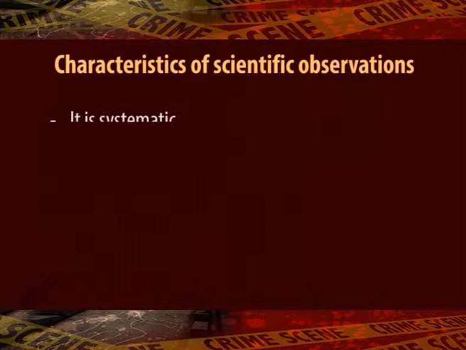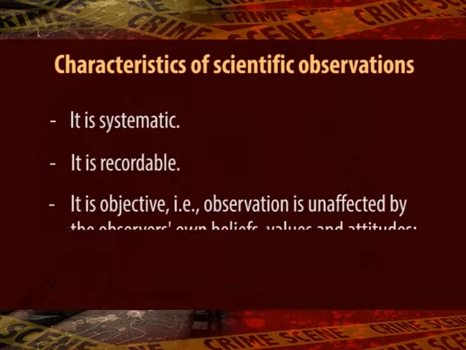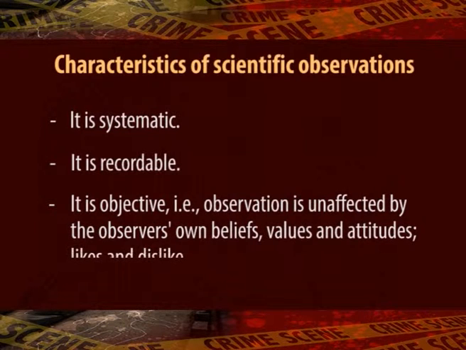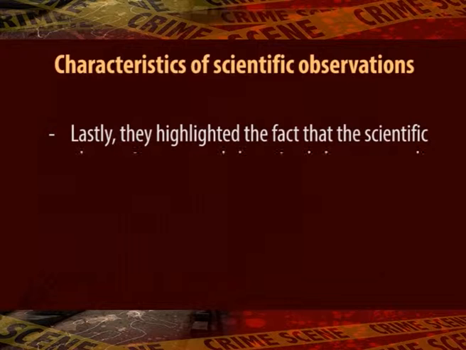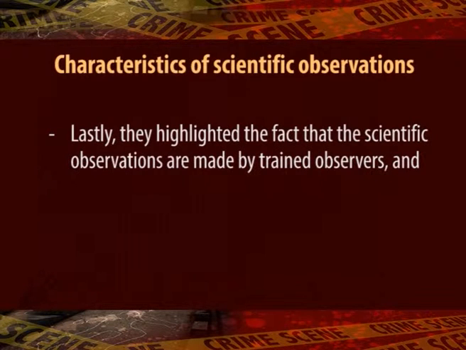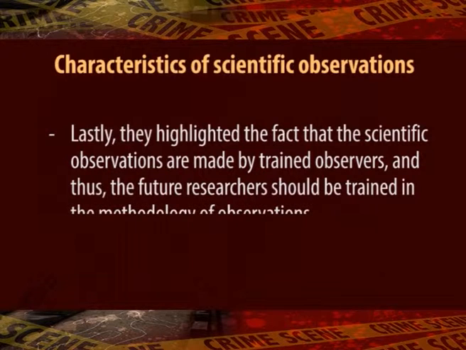It is systematic, it is recordable, it is objective, which means that the observation is unaffected by observers' own beliefs, values and attitudes, likes and dislikes. Lastly, they highlighted the fact that scientific observations are made by trained observers, and thus the future researchers should be trained in the methodology of observations.